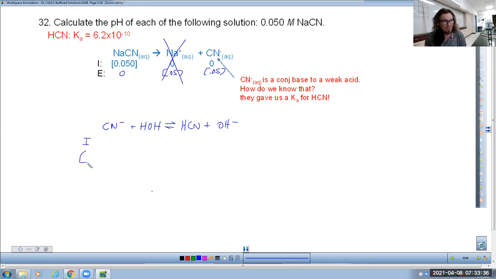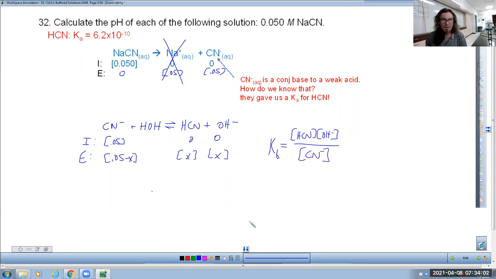Then ICE, 0.05. The minute it hits the water, it starts this process going, and X amount of it reacts to form X amount of this and X amount of this. And we're doing the exact same things we just did in the last problem. Kb equals HCN times OH divided by CN. Okay, we need a Kb, which means that you have to take your Ka and divide that into 1 times 10 to the negative 14th. We're going to get something times 10 to the negative 5th, and then x times x over 0.05 minus x.